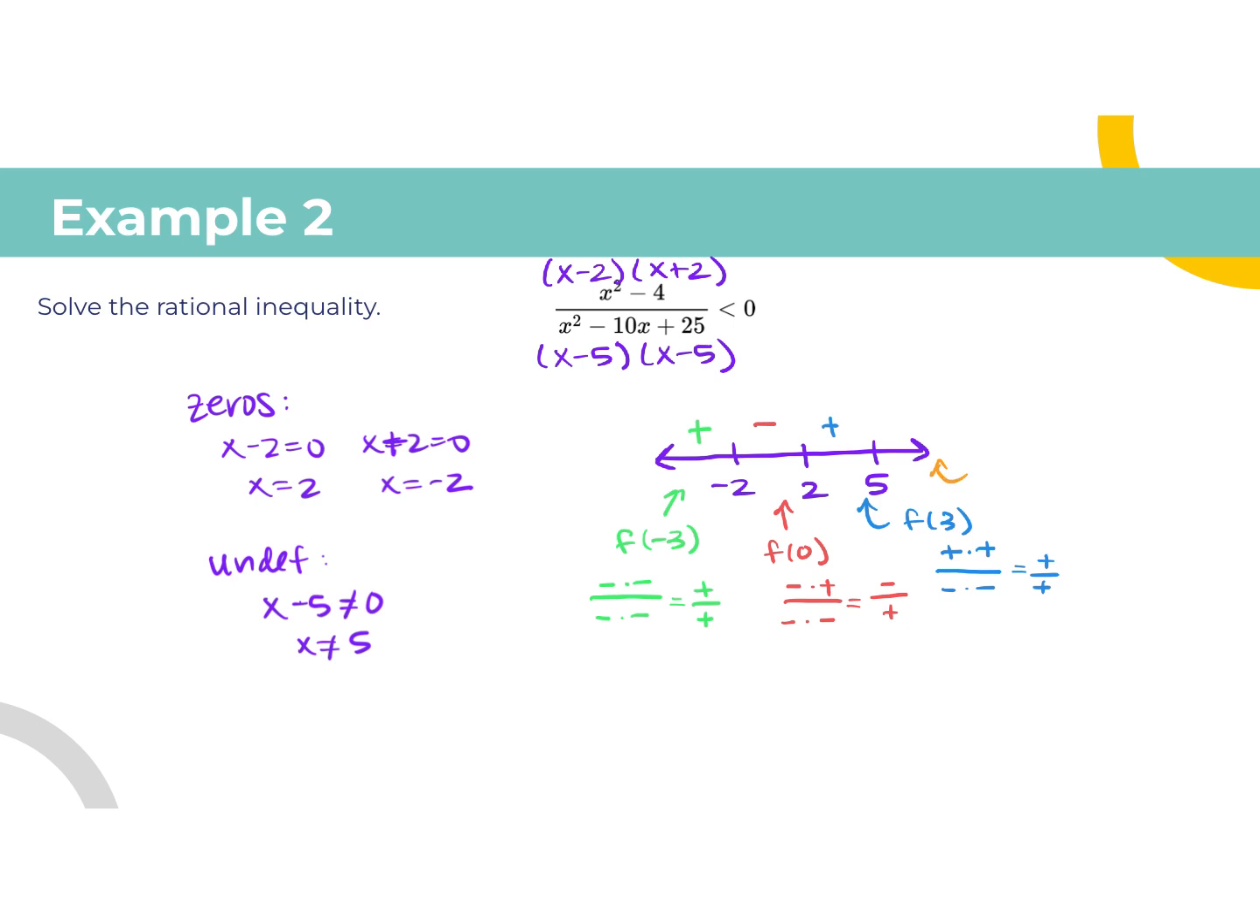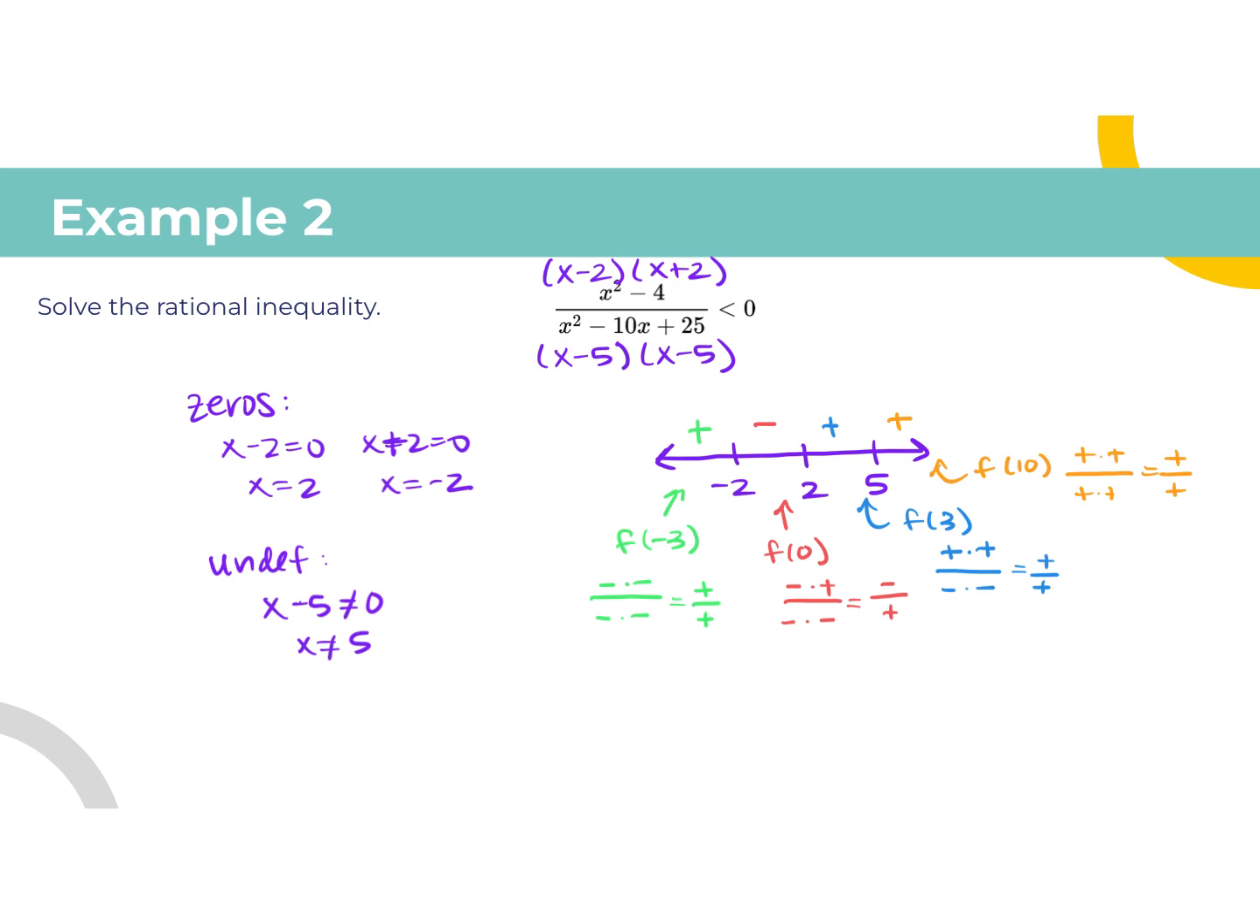Last up, plug in a number bigger than 5. I'm going to plug in 10. In my numerator, both factors would be positive. In my denominator, both factors would be positive. I end up with a positive over a positive, which gives me a positive interval.